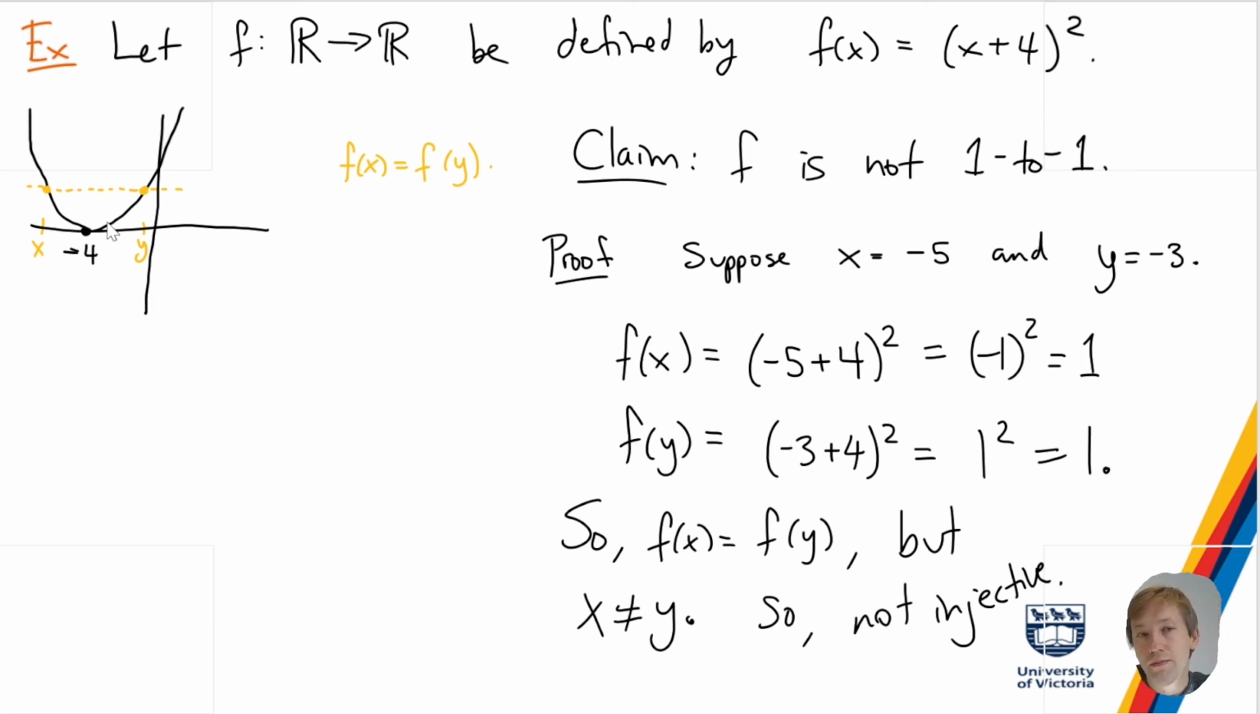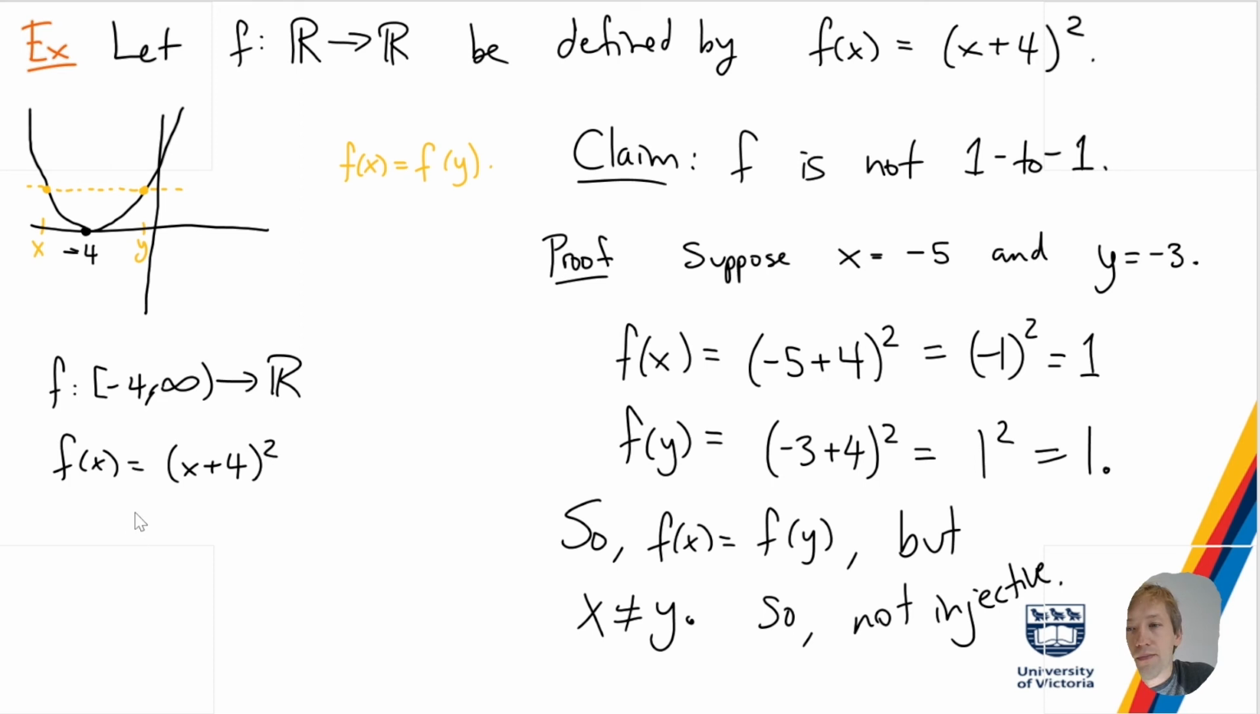However, if you look at this picture, if I was to keep this half of the graph over here, but somehow delete this half of the graph, then it would be injective. So if I took f with the domain being -4 to infinity, to r, such that f of x is equal to x plus 4 squared, then this is injective, because you no longer have two different values that have the same output.